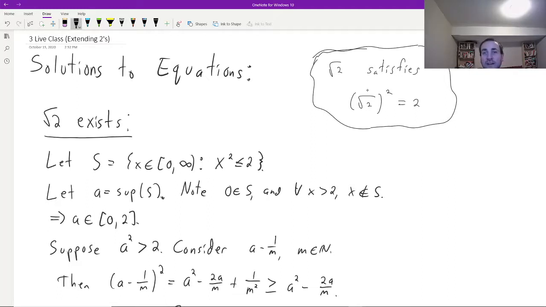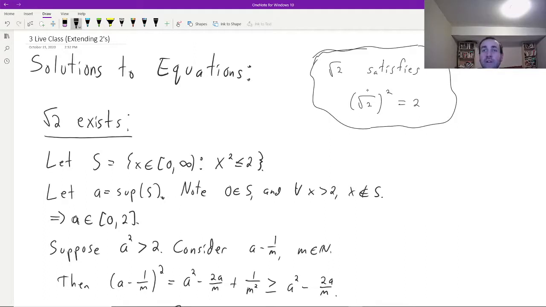Okay. So now let's sort of build up some facts about A and S. So the first thing to point out is that certainly 0 is in S, so S isn't empty, right, because 0 squared is less than or equal to 2. On the other hand, for all x bigger than 2, x is not in S, right, because 2 squared is certainly bigger than 2, and 3 squared is bigger than 2, and so on and so forth. And so the first thing that we know is that the supremum A exists, and furthermore, it's somewhere between 0 and 2.